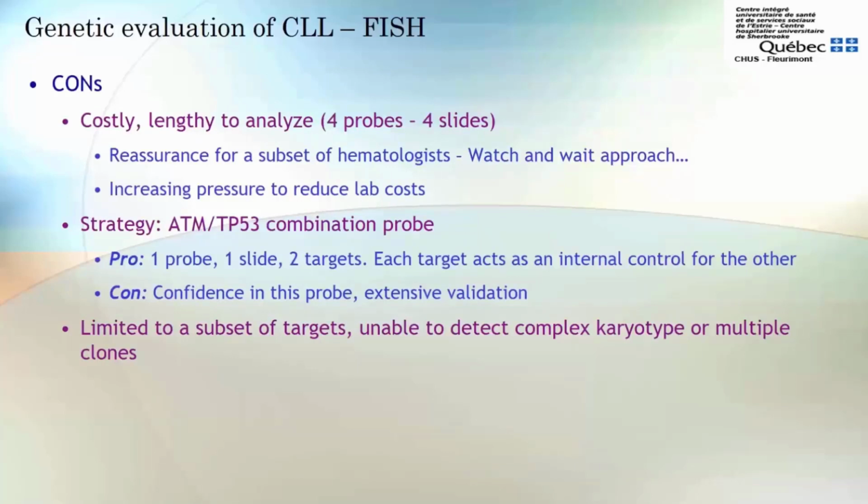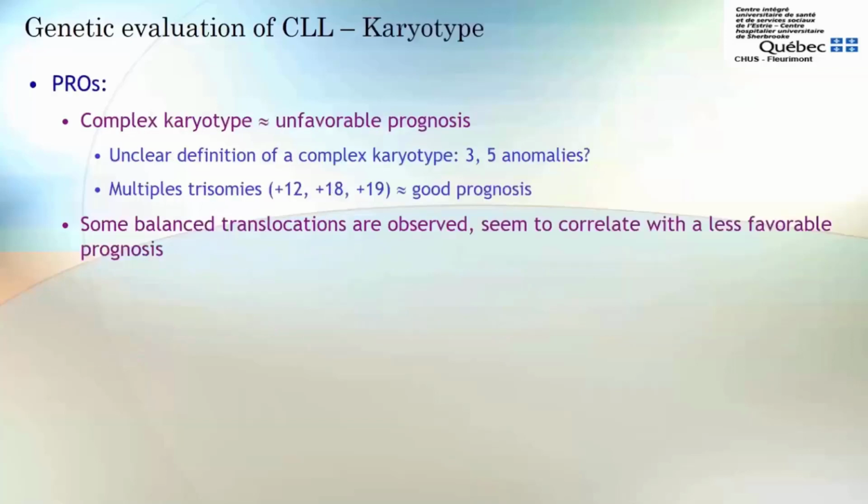Even though some hematologists are reassured by a favorable result, targeting these 4 regions is costly, and many labs face budget restrictions. So the combination probe ATM TP53 becomes appealing since you're using only 1 probe, 1 slide, with 2 targets. However, at the end of the day, FISH still has its limits and is unable to detect complex karyotype or multiple clones, with a few exceptions.